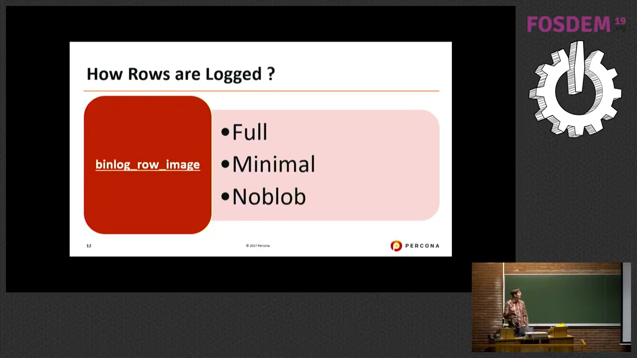So you also have two additional options. You can say, I would have a minimal row image, in which case only changed columns and a primary key to find them are stored in the binary log, or you can use no blob, in which case blobs, which are typically the largest parts of your data, are not logged.